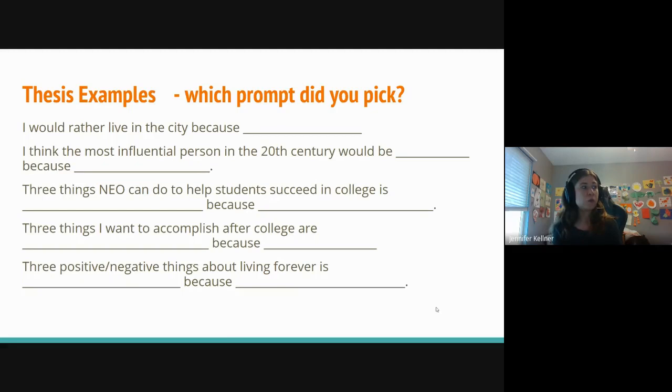And then when you go back in your conclusion and you reword your thesis, it's really easy to take this type of format and, for example, the first one, as you can see, comma, I would rather live in the city because, and just simply adding in those couple of words shows that you talked about it earlier up in your essay. You're kind of telling them, I already told you this. And so that counts as reworking the thesis, and it's super easy.